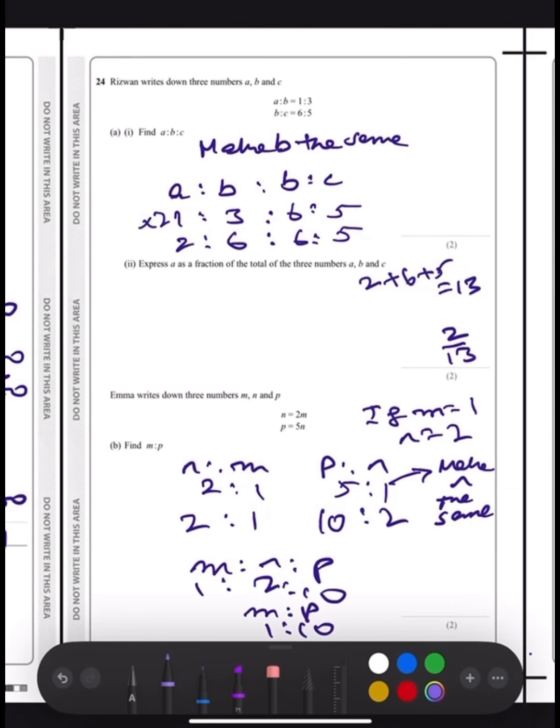And here we had to make N the same because we were asked for a common one. So the first step, which was very similar to the A part, was to make N the same. So we made N the same here. And then after that, we wrote a complete ratio of M ratio P, 1:10.